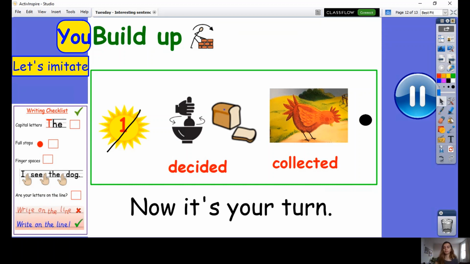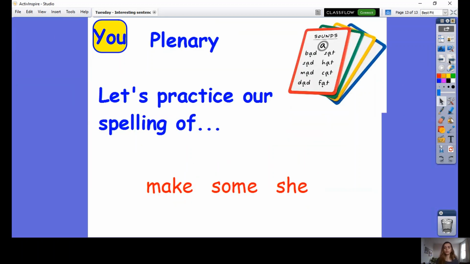Did you write your build up? Fantastic. So that means you're ready for our challenge. Our challenge is that you are going to practice 3 spellings today: make, some, and she. So I want you to practice writing these down until you know them off by heart. And if you want a super duper challenge, put them into a sentence. So you are going to pause the video and copy these spellings. I can't wait to see your work on Seesaw later. Good luck.